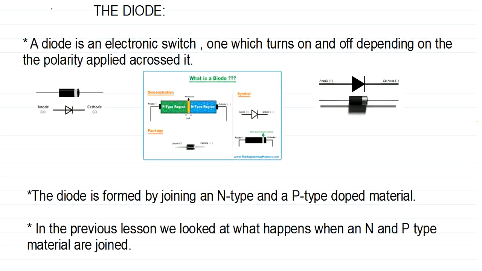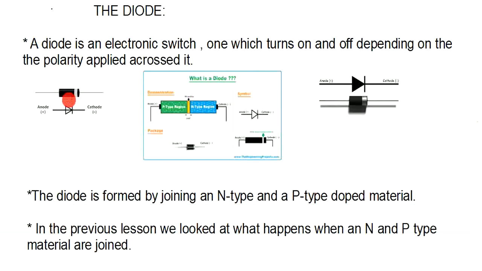A diode. A diode is an electronic switch which turns on and off depending on the polarity applied across it. So it's an electronic switch. This is very important, guys. A diode is just an electronic switch. It switches on and off depending on how you apply a DC voltage across its terminals.